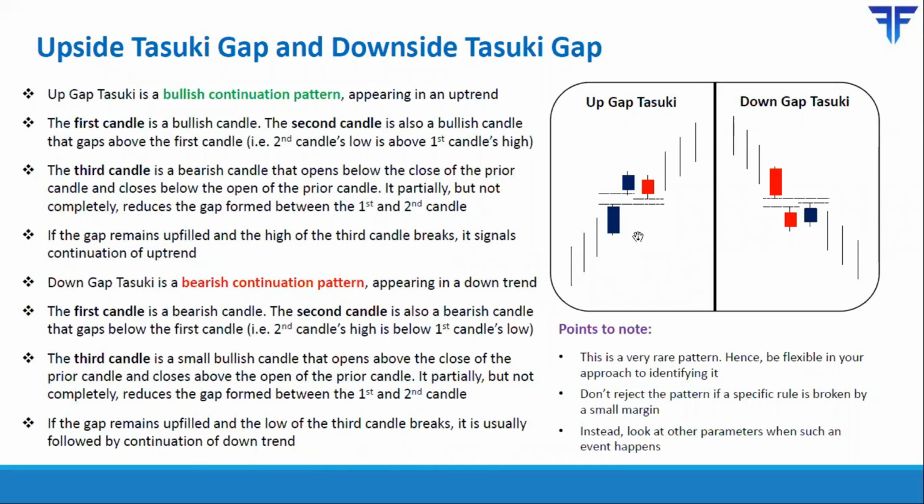Let's start with the upside Tasuki gap. As you can see, this is a bullish continuation pattern, because prior to the time this pattern started forming, the trend was up. And once this pattern ended, the security usually continues to rally.